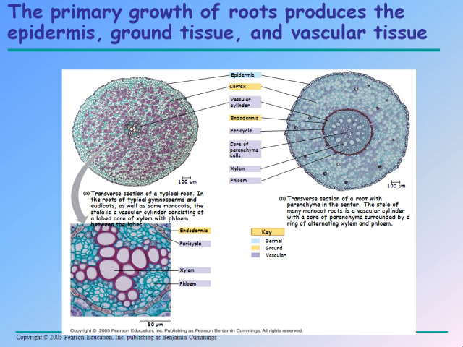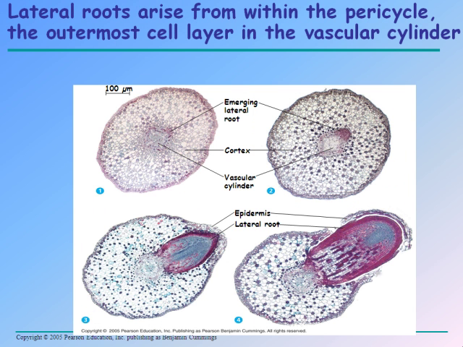Over here, this is a monocot root, so it's different. We've got epidermis, cortex. This is the vascular cylinder. This is the endodermis, which we mentioned before, and the pericycle. And these elements here are xylem, and then around here are phloem. So these two cross sections of roots look very different between monocots and dicots.